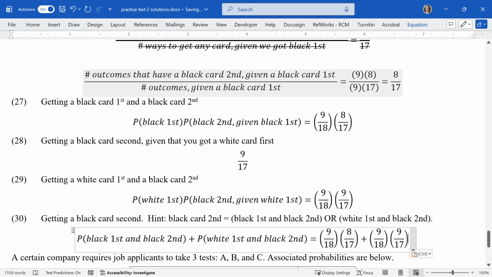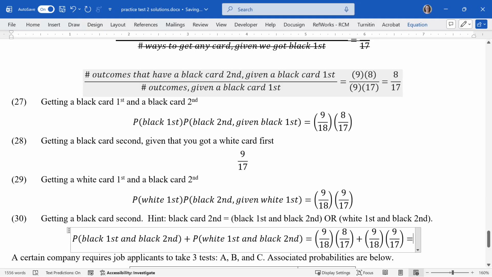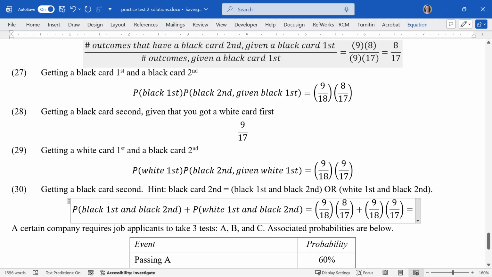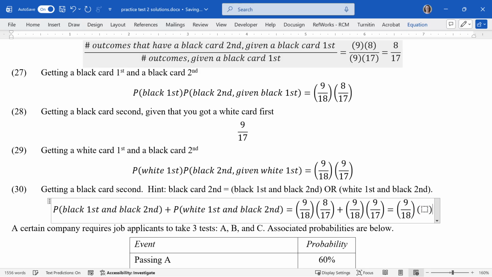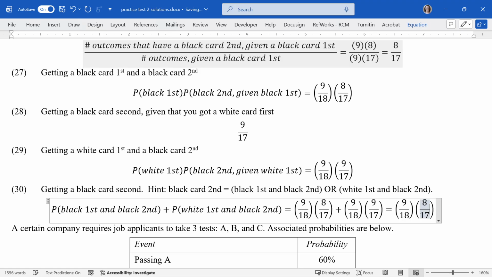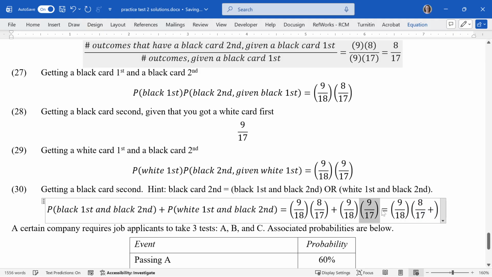Okay, and I'm going to actually simplify this because this is one situation in which it's kind of interesting what it simplifies to. So if I was to actually multiply these together and add this all up, you can see that they both have a factor of 9/18. So there's 9/18 here and 9/18 here. So I can actually factor out that 9/18. And then the other part is going to be 8/17 from the first one, and then plus 9/17.